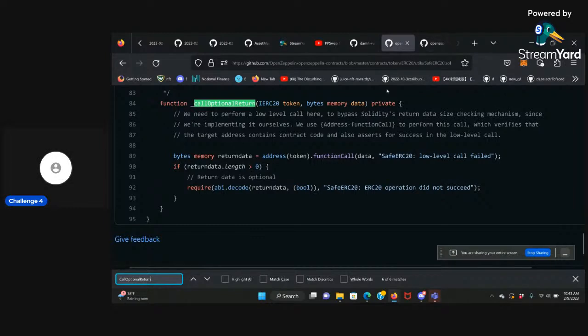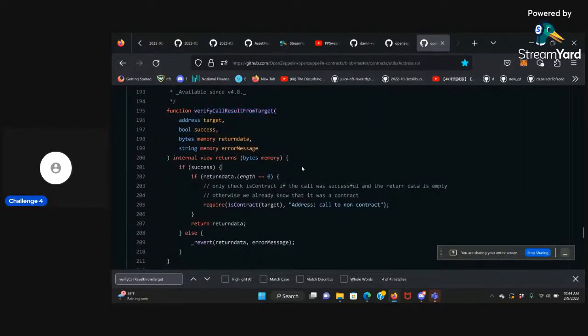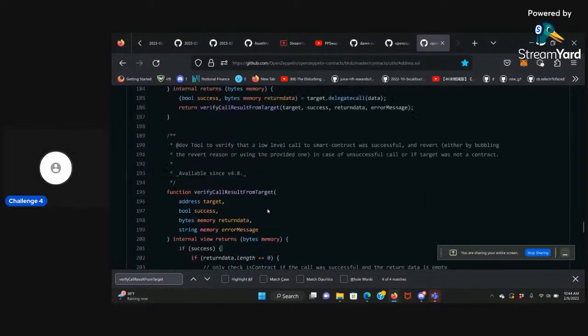And of course, you can also look at how this function call is implemented, which is in the library of Address. You can look it up. So here you can verify the call result from the target. With the low-level call, you can also check if the target is a contract or not. Just a lot of checking.